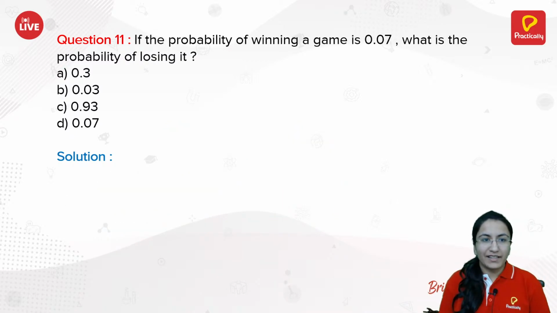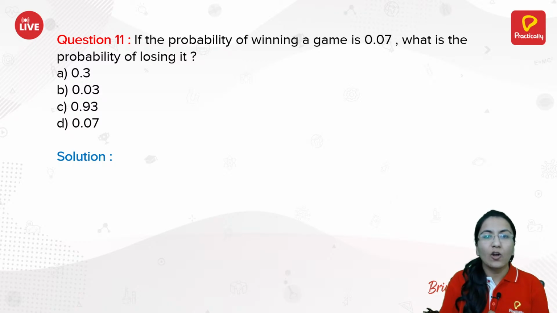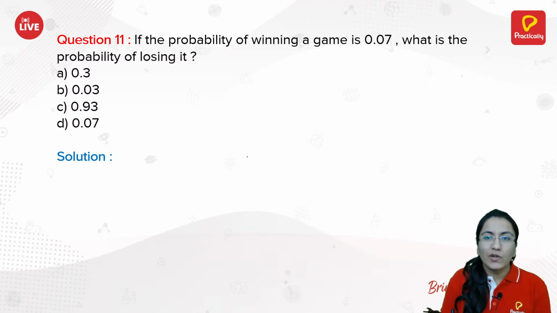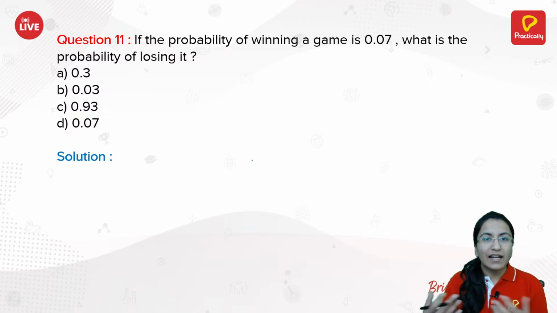Probably related to probability. Again we have, if the probability of winning a game is 0.07, what is the probability of losing it? A direct formula over here would be used. Recall all the formulas. You might have just learned 2 to 3 things in probability and probability is just finished, right? So recall what has to be used over here. So either you will win the game or you lose the game, right? So that means overall, if you club both the probabilities, the sum is 1.